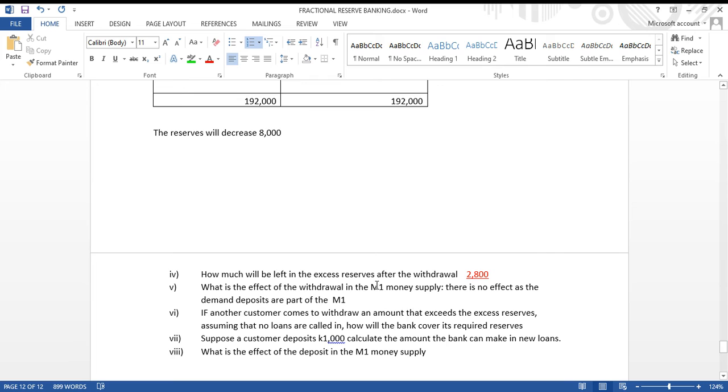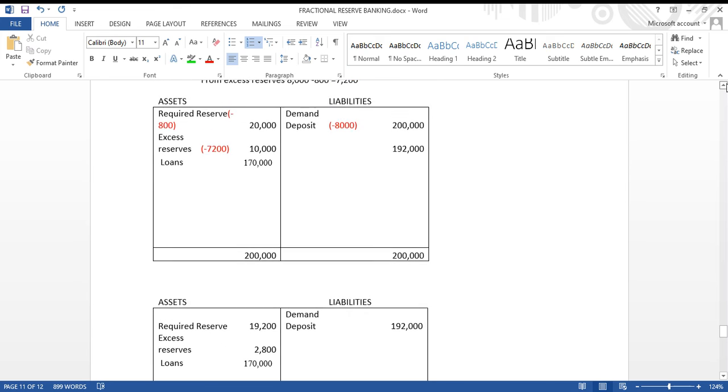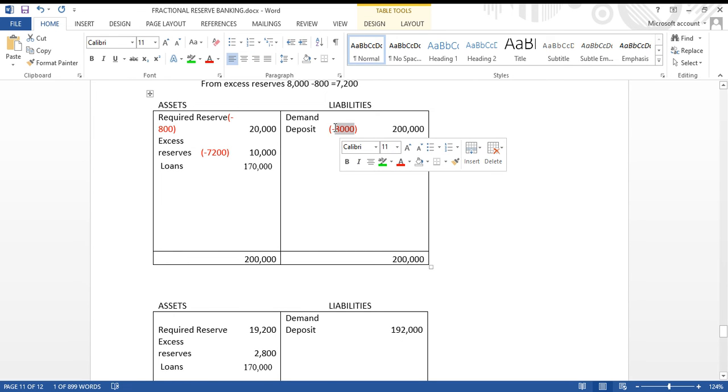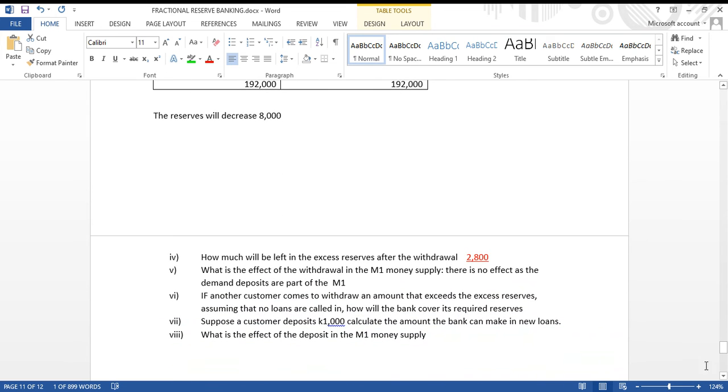Remember, the M1 money supply talks about the money which is in circulation. We say that it includes demand deposits, currency and coins, and transfer checks. Since this 8,000, which was withdrawn, came out of the demand deposits, this is already in our money supply. This 200,000 is already in the money supply. So this 8,000, which we've withdrawn for use, also is part of the money supply. So there's no increase in the money supply.